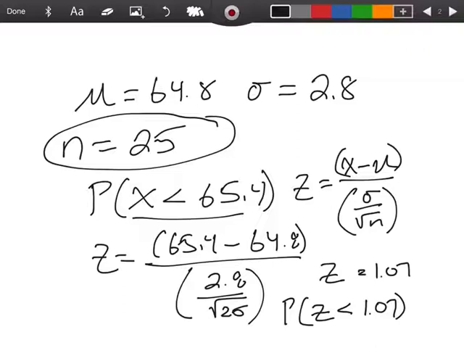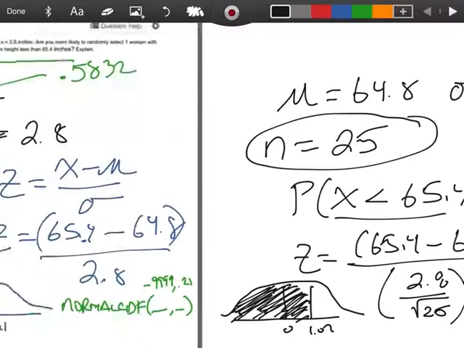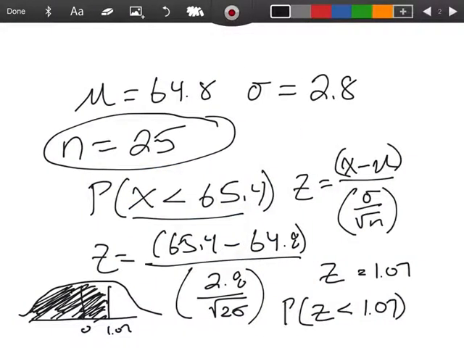I'm going to draw a picture just like we did before. Okay, so here's my normal curve. Here's 0. Now 1.07 is going to be a little bit further to the right. So this area here was bigger than this area here, right? So because there's more area here, my probability should be greater. So again, how am I going to do this? I'm going to come back. I'm sorry, guys, I'm kind of writing all over the place up here.